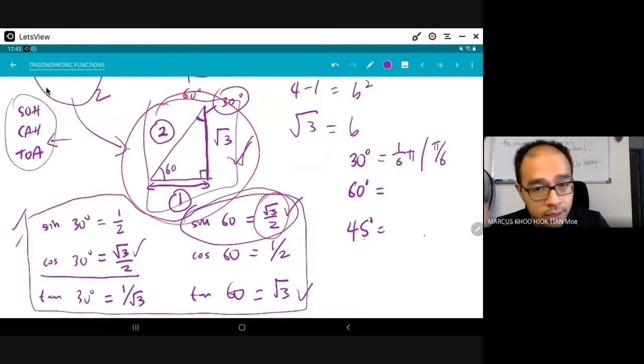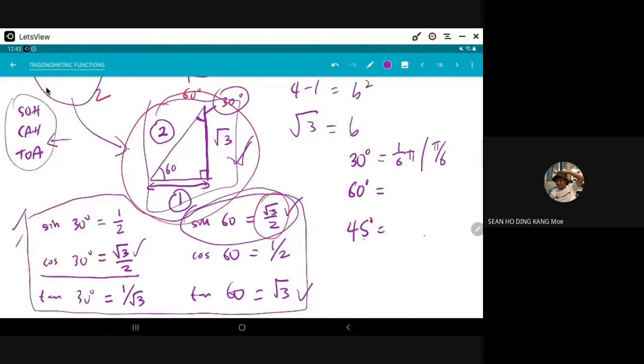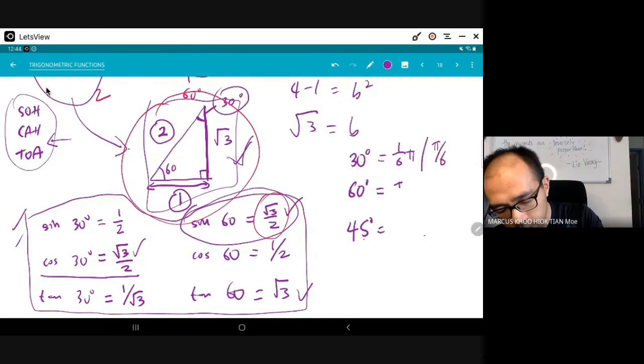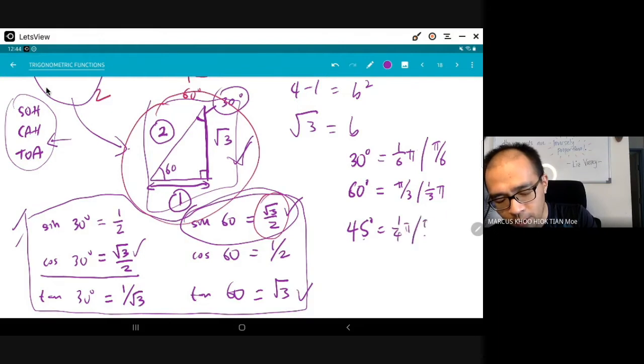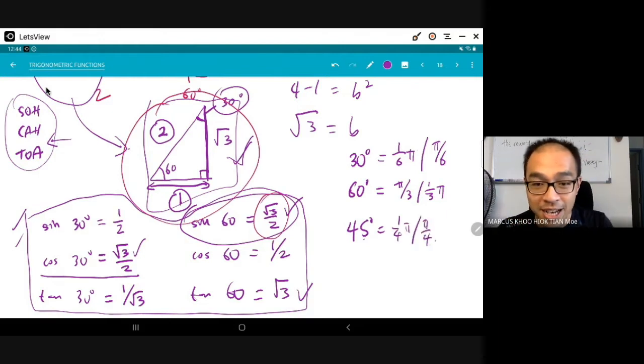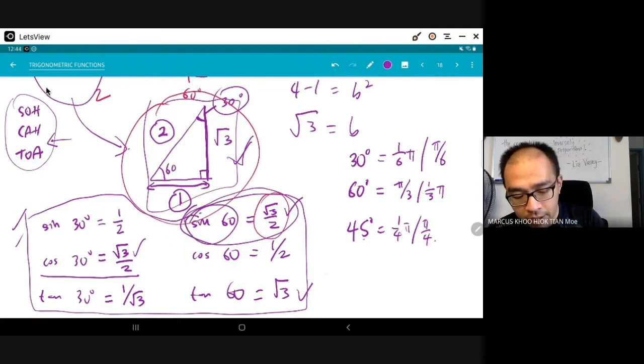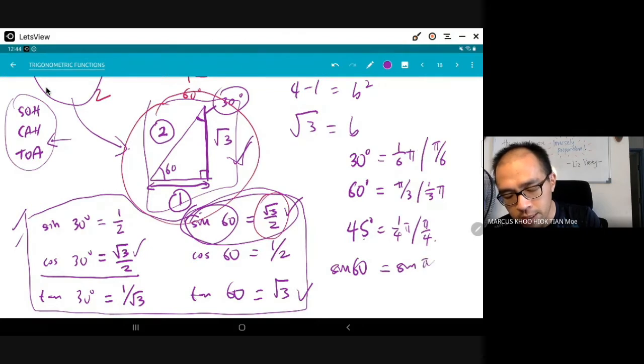Okay, 60 degrees. Pi over 3. Okay, pi over 3 or 1/3 pi, and 45? Pi over 4. Okay, 1/4 pi or pi over 4. Okay, so sine 60 is also equal to sine pi over 3, just to let you know.